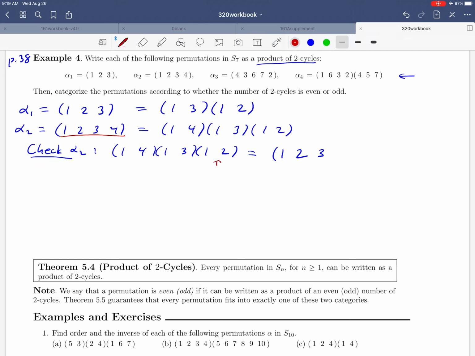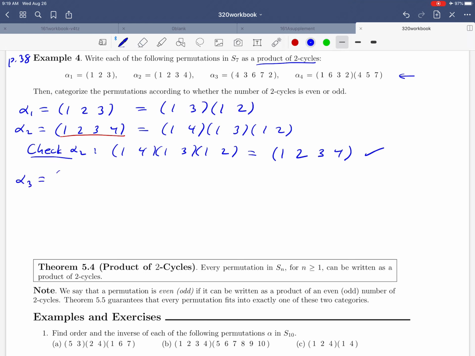There's no 3 here. 3 wraps back to 1, and then 1 goes to 4. And so 3 goes to 4. And you can double check that 4 is going to wrap around and go back to 1. And so that confirms that this product of 2 cycles that we came up with really does give us that 4 cycle, (1 2 3 4). All right, so let's see if we can do that for the last 2 permutations here.